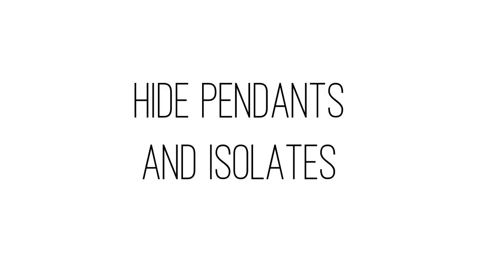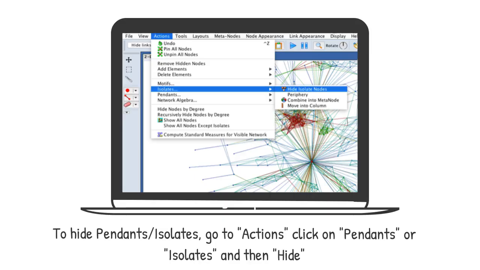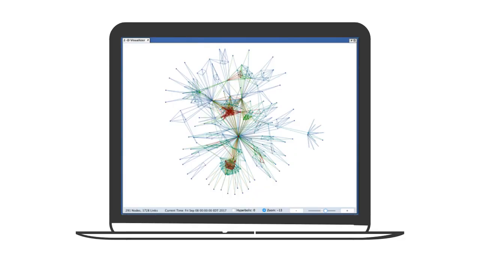If you have a large data set with many loosely or unconnected nodes, you may want to hide pendants and/or isolates from your visualization. To hide pendants or isolates, click on Actions, located at the top of the screen, click either Isolates or Pendants from the drop-down menu, and finally select Hide.